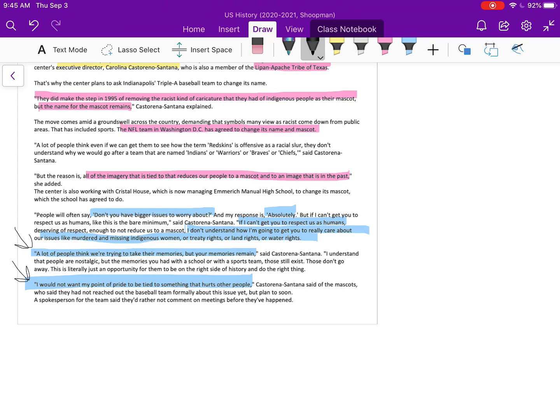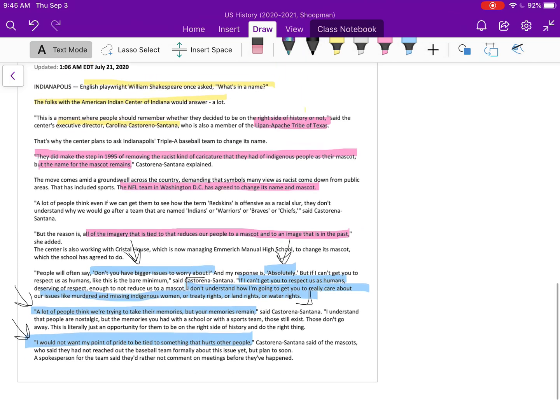a counter argument. So she admits that there are things that are more important to worry about when we think about racism and racial justice. However, she adds on that without making these smaller changes, it's going to be really hard to make people care about the bigger things, like people that are being murdered or abducted, or treaty rights, land rights, and water rights. So all things that really impact Native Americans.